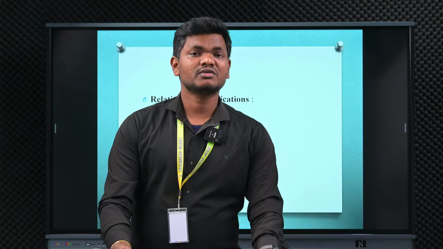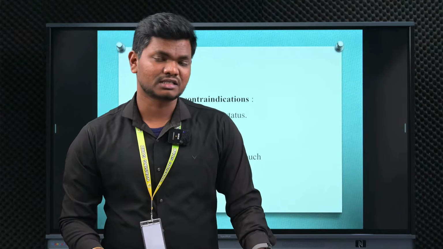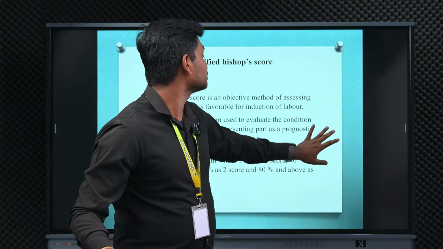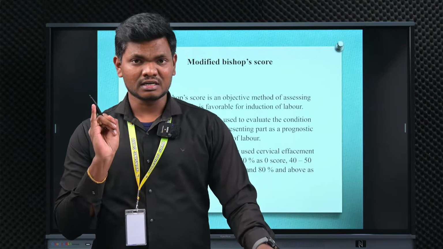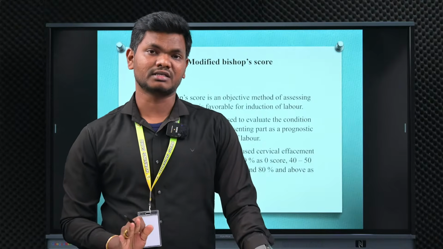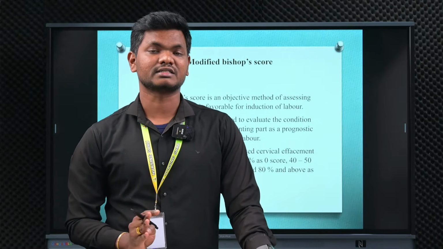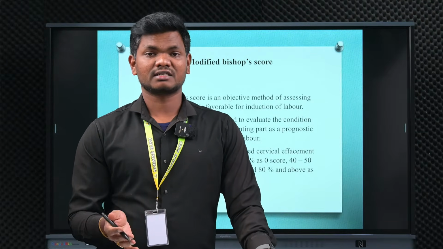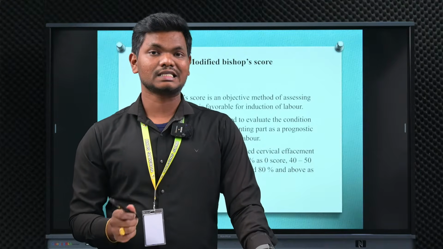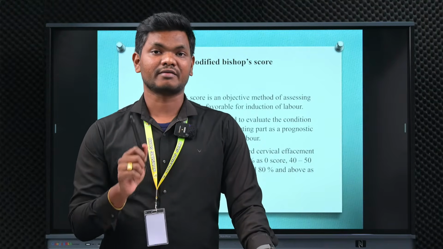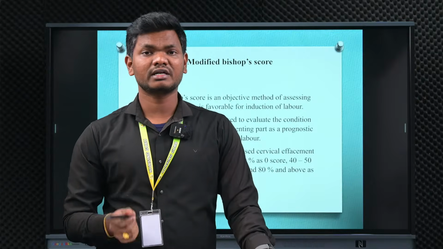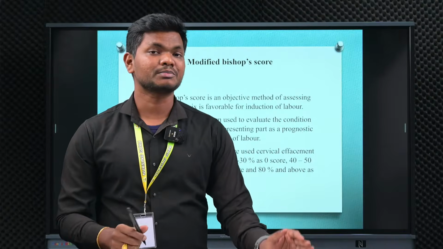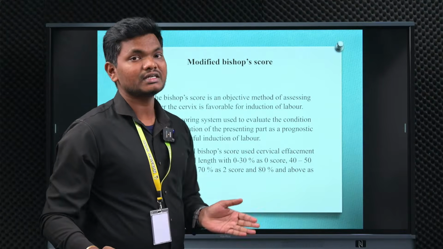So the next one is how to perform the induction of labor. There are different methods, which I introduced earlier: medical method, surgical method, combined method, or mechanical method. There are four methods. Before starting the induction of labor, the first thing we should see is whether the mother is favorable for the induction. How do we identify that the mother is favorable for this procedure? By the Bishop score. That is known as the Bishop score, so we should identify the scoring method.